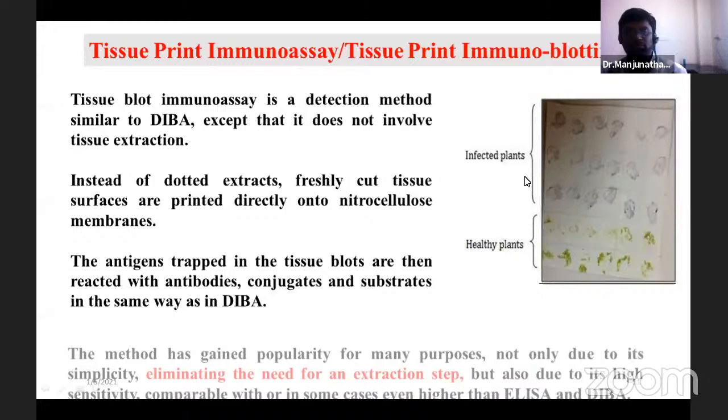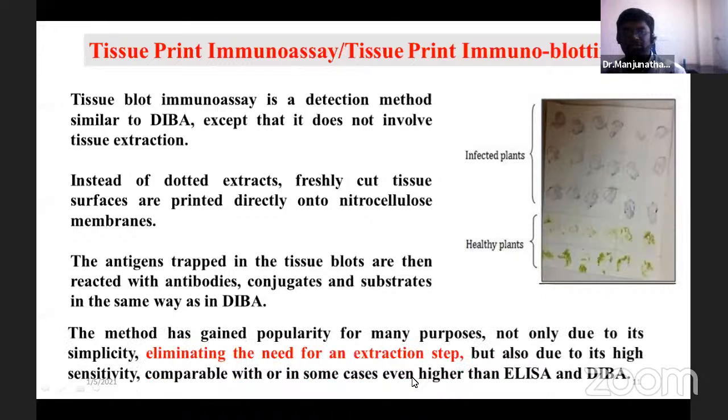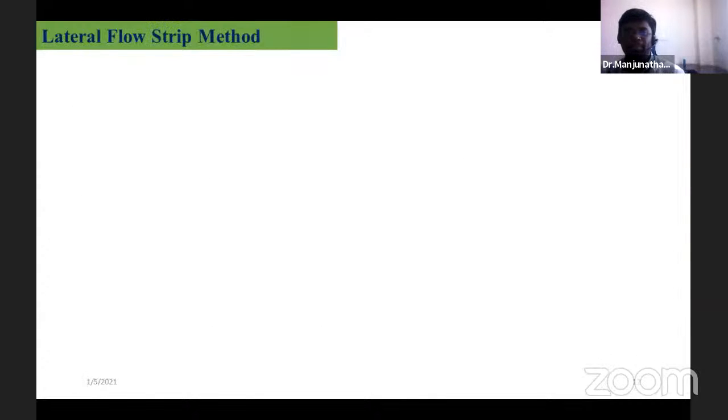The main advantage is eliminating the extraction step. In ELISA we do extraction and purification and everything. In the case of DIBA, we need extraction. There is no need for the polystyrene plate. Just fix it on nitrocellulose and you can get the result. Here there is no need for extraction, but we need a nitrocellulose membrane.